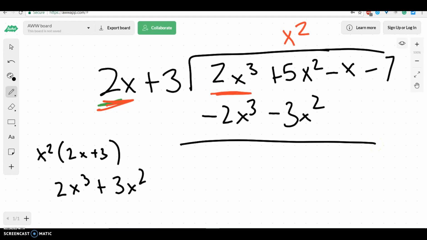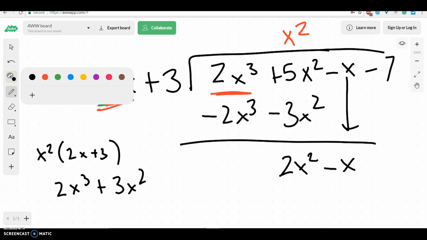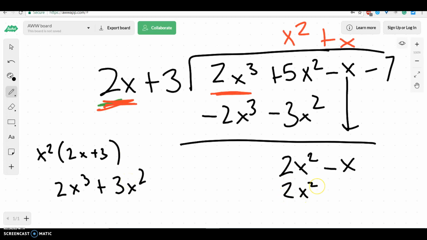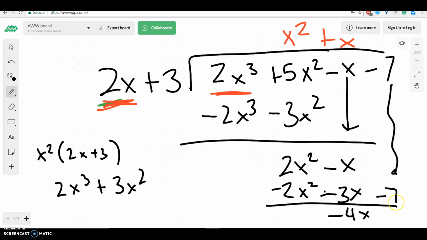That's going to become 2x squared. And then negative x is going to drop down. Again, we want these things to match, which becomes really easy because that would just be plus x, because if you multiply by an x, it would match. I'm not going to do this multiplication out to the side, but you would see that you get 2x squared minus 2x squared minus 3x, that's going to give you negative 4x. And then we drop down the negative 7.